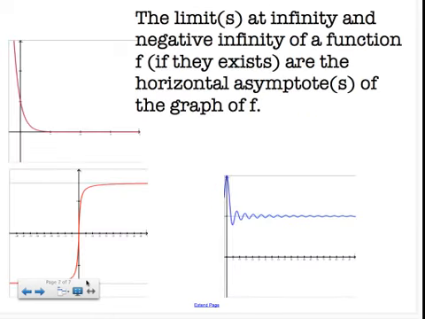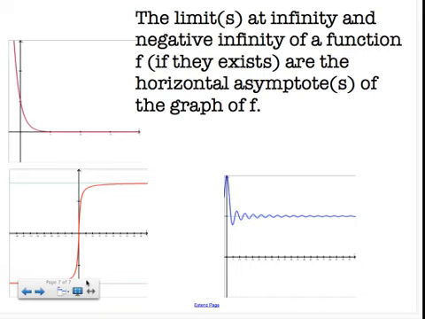Last thing to talk about here, and you may have already gathered this, but limits at infinity have a graphical interpretation as well, and here's what it is. The limit, or limits, at infinity and negative infinity of a function, if they exist, are the horizontal asymptotes of the graph of f. So we couldn't tell you the whole story in pre-calc about what a horizontal asymptote really was because it's a limit.